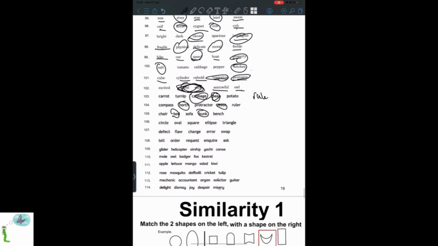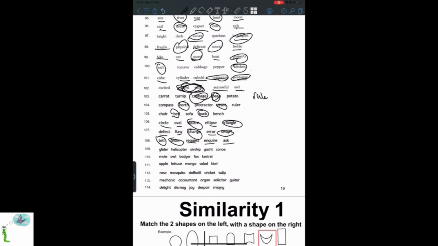Circle, oval, square, ellipse, triangle. So these three are circular, these two are not. Defect, flaw, change, error, swap. These are all kind of the same thing. They're saying something's wrong. Synonyms, right? They all mean the same thing, so it's going to be these two. Tell, order, request, inquire, ask. Request and inquire already mean the same thing, so does ask, so it's going to be these two.